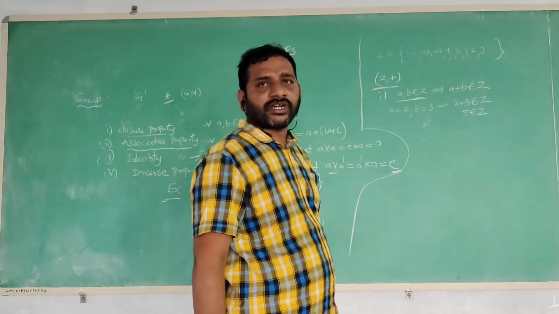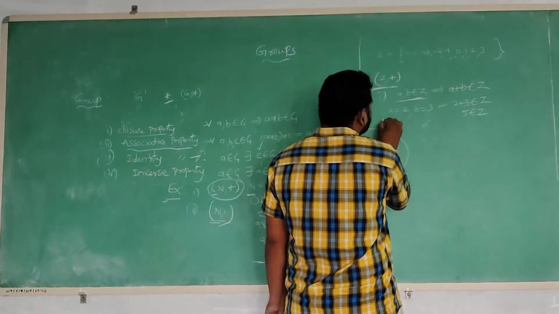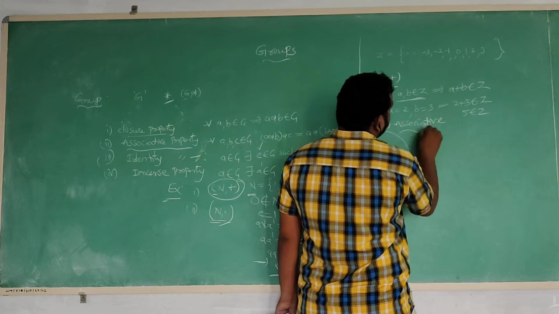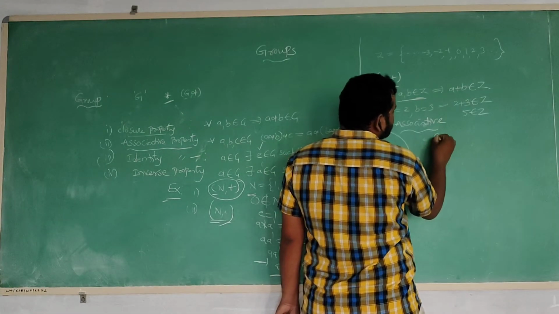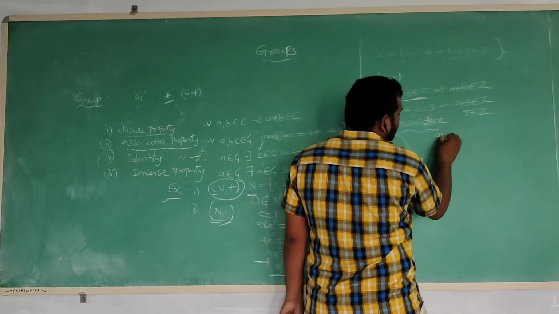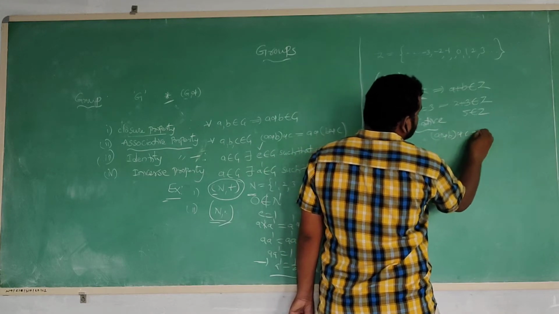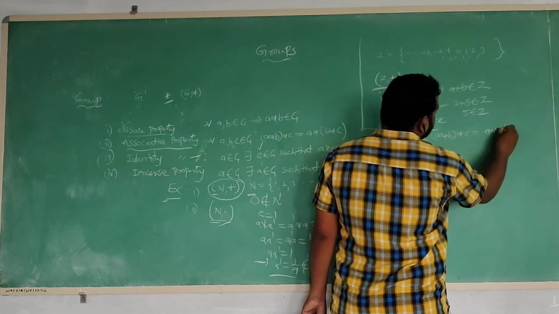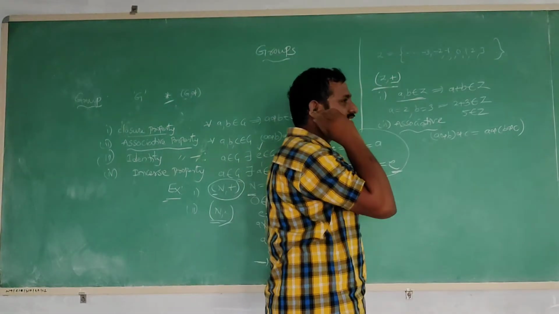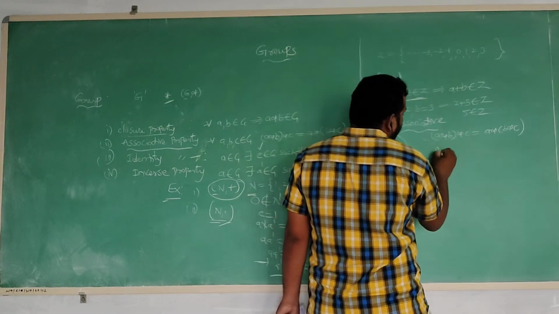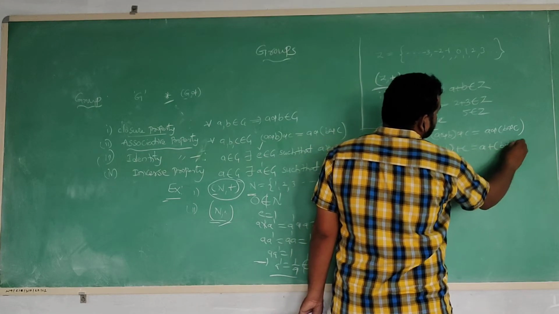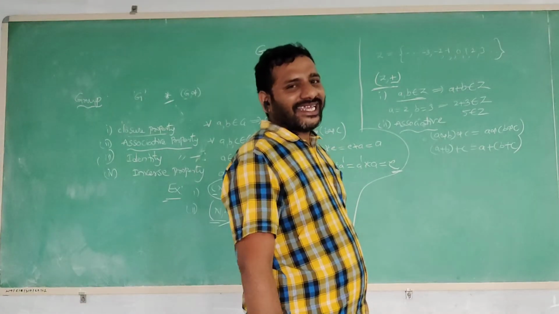Next, the associative property. What is the associative property here? With respect to addition, according to the property, this can be written as (a star b) star c equals a star (b star c). Because the operation is addition, the property can be written as (a plus b) plus c equals a plus (b plus c). We can take any element in Z.